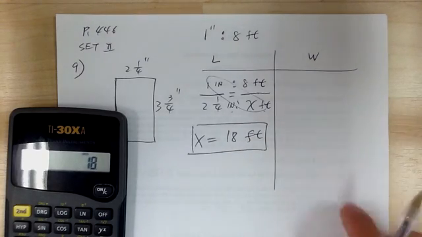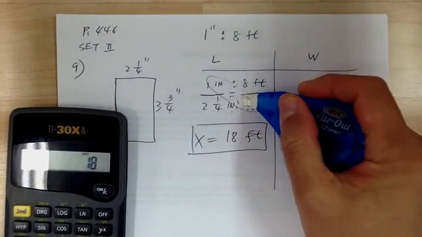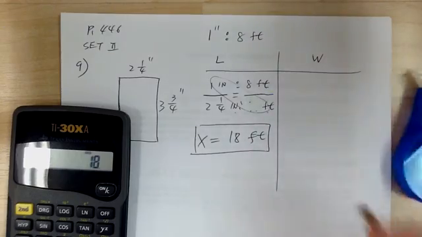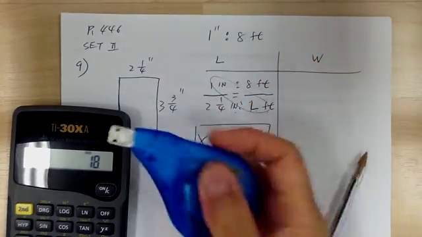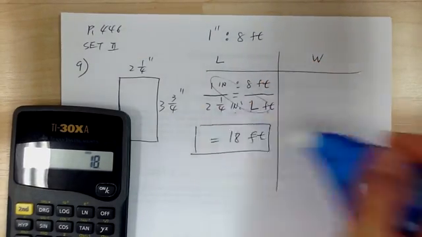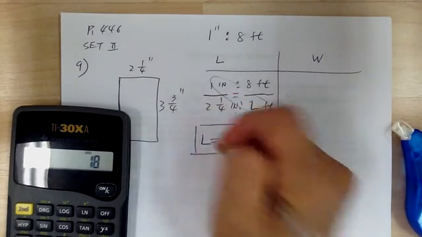Since we're doing the length, let's use L instead of X. That way you don't have to worry about getting mixed up.